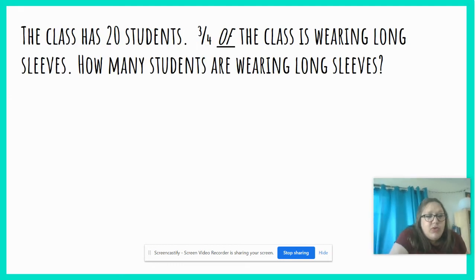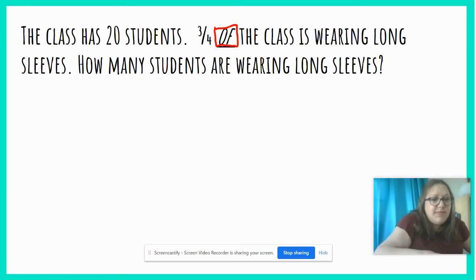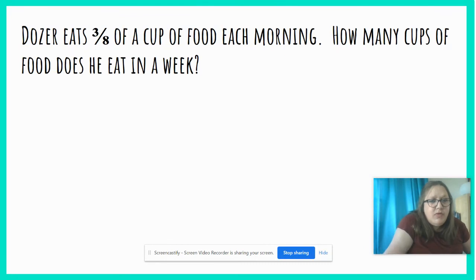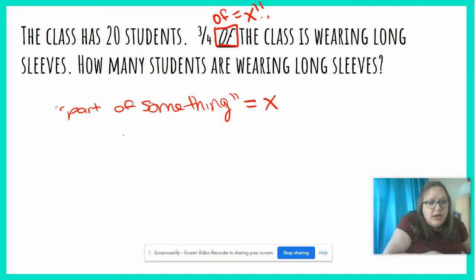The class has 20 students. 3/4 of the class is wearing long sleeves. How many students are wearing long sleeves? So if you guys remember, this word of is underlined and now I'm boxing it in red for a reason. And that is because of equals to multiply every single time. We're taking a part of something. So whether it be percents or fractions, we know that that means to multiply. So we want 3/4 of 20, and we know that of is going to mean multiply.